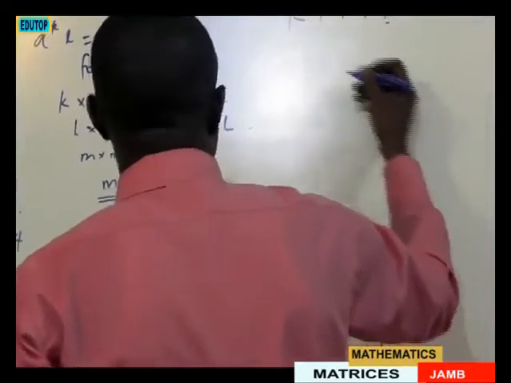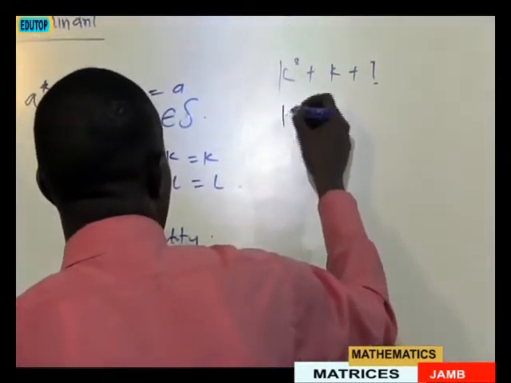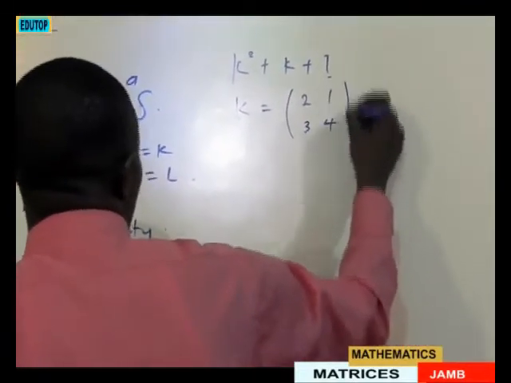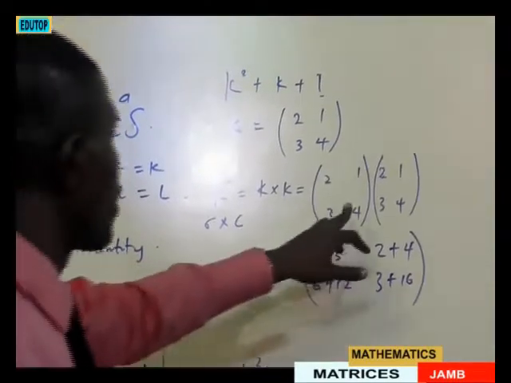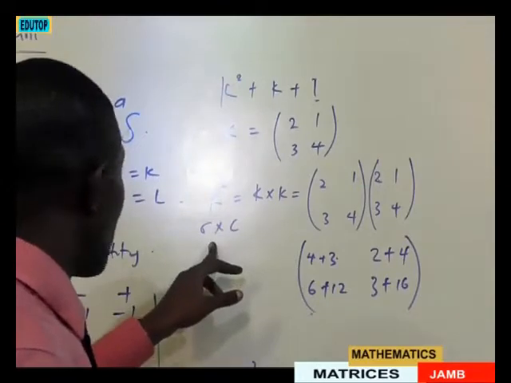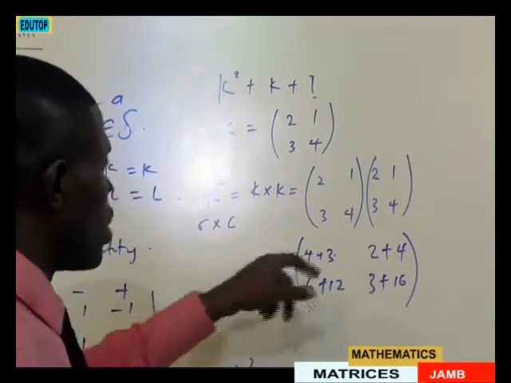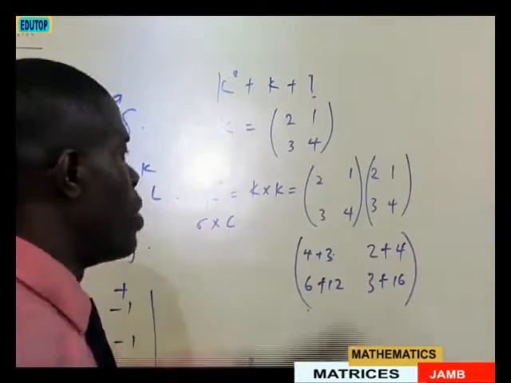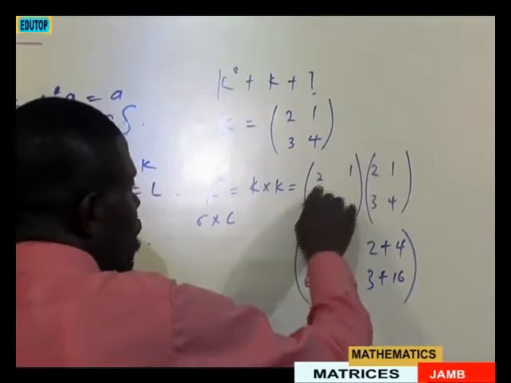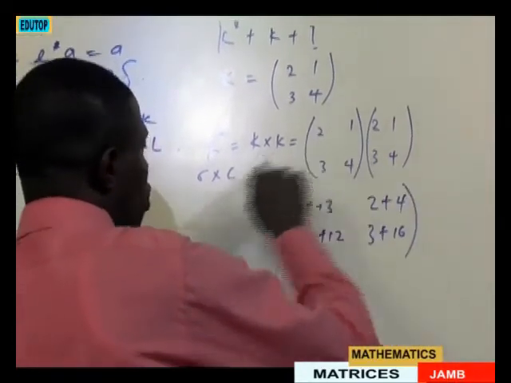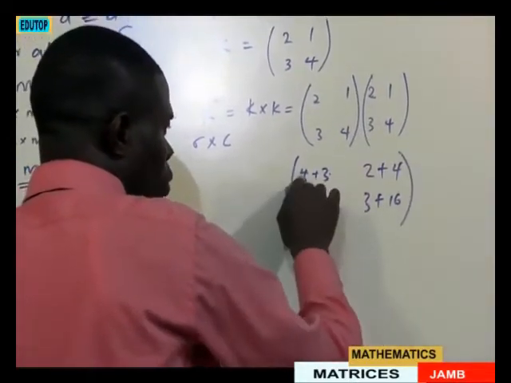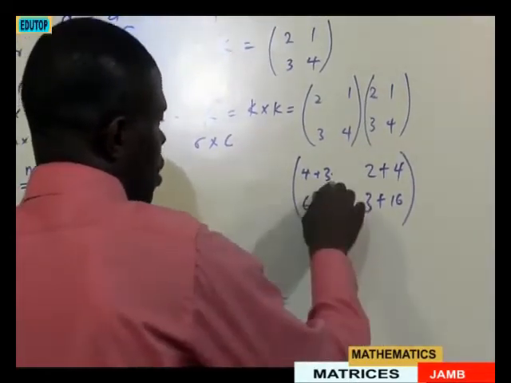In this situation, what is our K? Our K is equal to 2, 1, 3, 4. So if you want to resolve, our K squared is the same thing as K times K. Then if you are doing it under matrix, it is row times column. Now, this is your row, this is your column. So we use our row to multiply our column. 2 times 2, 4. 1 times 3, 3. So 4 plus 3 is what we're going to have here.